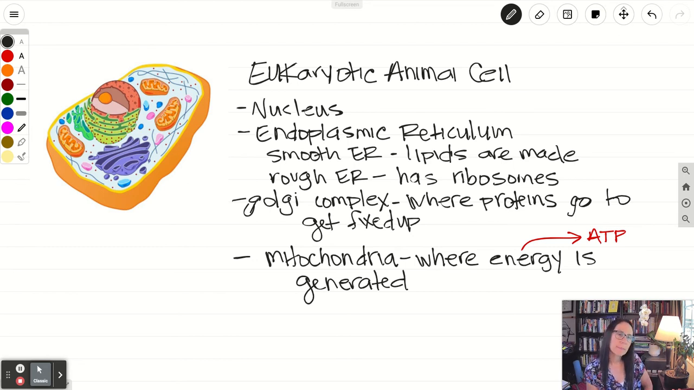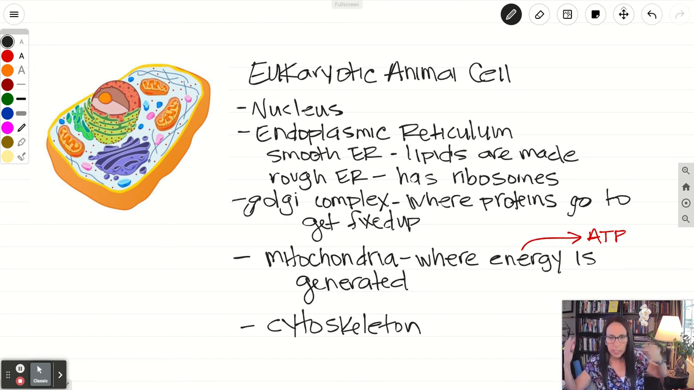Let's see what else. These blue lines here are called the cytoskeleton. The cytoskeleton does several things. One, it gives the cell its shape. Another thing is it keeps all the organelles in place so that when you're jumping around, your organelles are not getting all messed up. And it also provides a kind of infrastructure, like a roadway, for things to be transported from one side of the cell to the other.